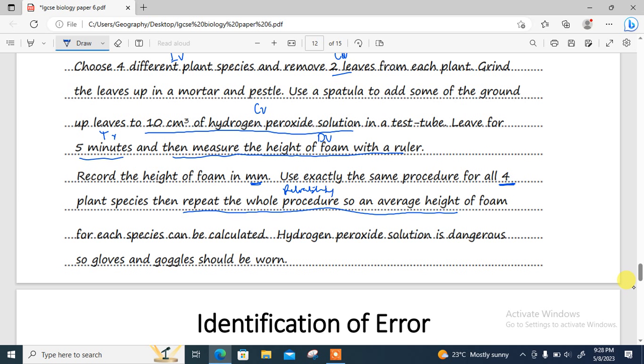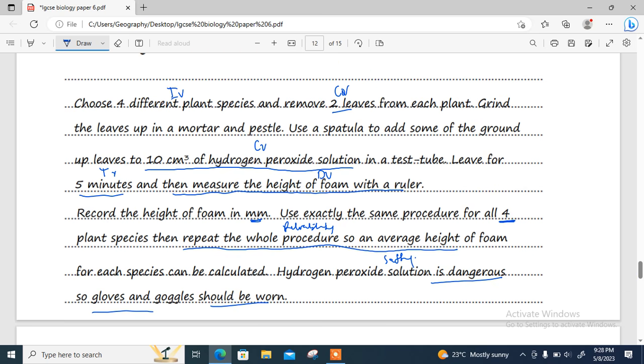Now, for each species the average can be calculated. Hydrogen peroxide solution is dangerous, so gloves and goggles should be worn. So that is the safety. So you see, all the criteria that you need in an experiment is here. So this particular candidate will get a complete 6 marks for designing his experiment like this.